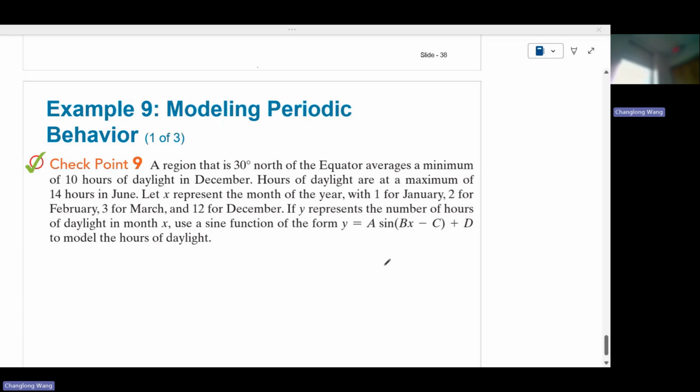How would you solve for the B? That's an algebraic question, right? So I want you guys to tell me what you would do to solve for the B. I have 2 pi divided by B equal to 12. What do I do? Okay, good. It's 2 pi divided by 12, not the other way around. It happens so many times in the past that students do 12 divided by 2 pi.